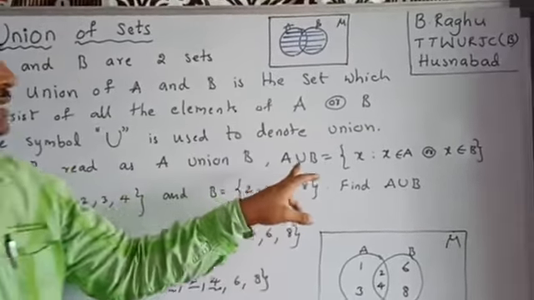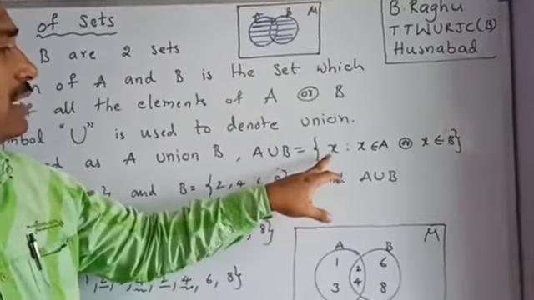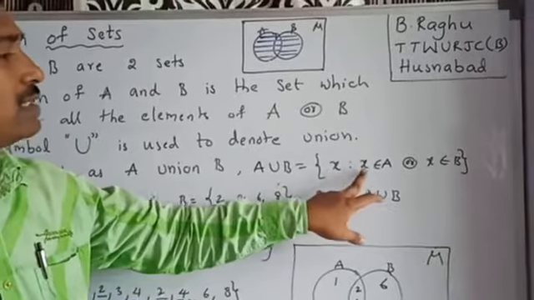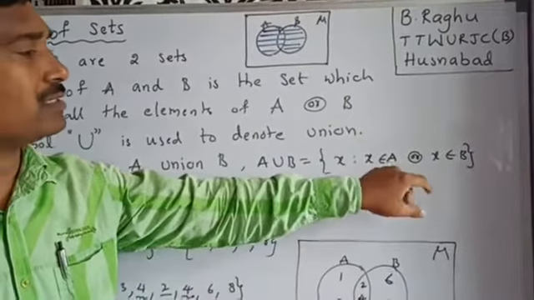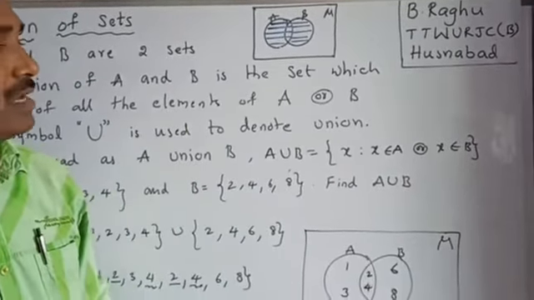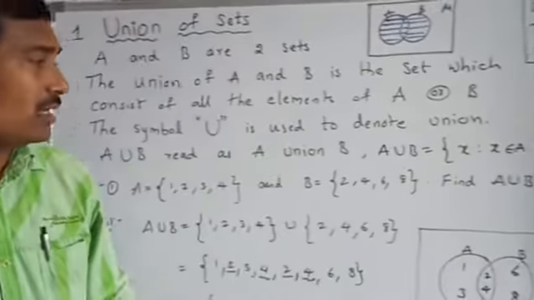Symbolically it is represented as A ∪ B = {x : x belongs to A or x belongs to B}. That is, x is either in A or in B. So let us see one problem.